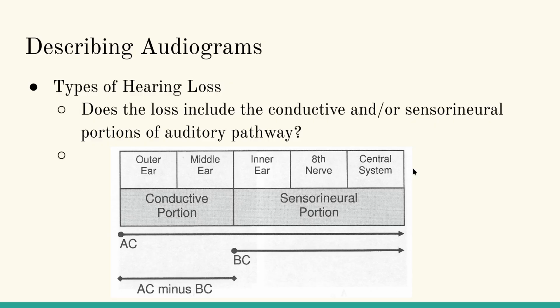So does the loss include the conductive and or sensorineural portions of the auditory pathway? If it includes the conductive only pathway, it's a conductive loss. So if bone conduction thresholds are normal and air conduction thresholds are elevated, it's a conductive loss. If air conduction thresholds are abnormal and bone conduction thresholds are equally abnormal, it's a sensorineural loss. If air conduction thresholds and bone conduction thresholds are both abnormal, but air conduction thresholds are significantly worse than bone conduction thresholds, that is a mixed loss.